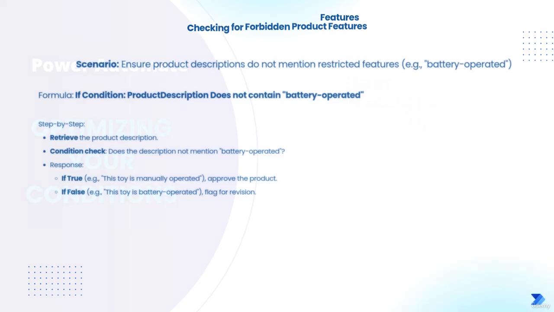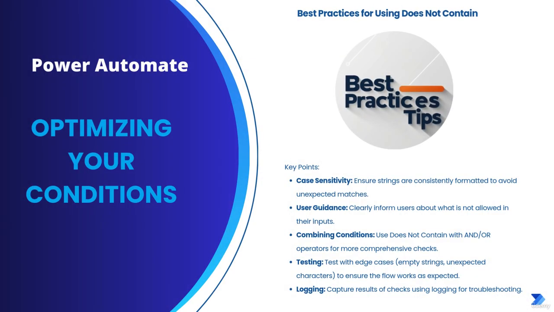Best practices for using does not contain. Case sensitivity awareness. Keep in mind that the does not contain operator is case sensitive. Ensure that the strings being compared are formatted consistently to avoid unintended matches. User guidance. Clearly inform users about what they should not include in their input. For instance, if filtering out certain keywords, specify which words or phrases are unacceptable.